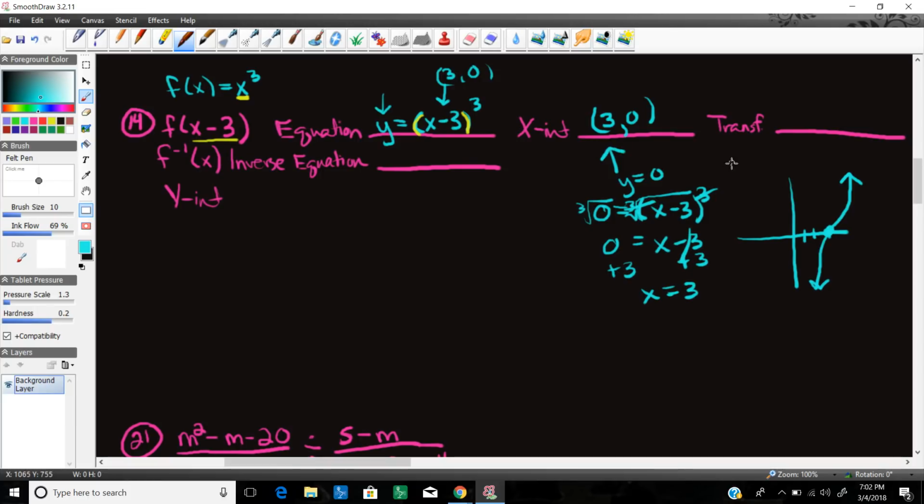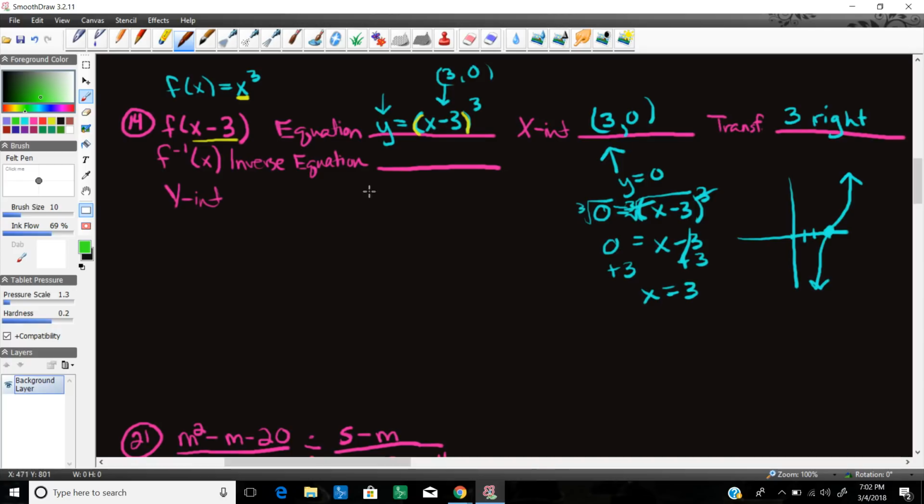So as far as transformations go, from the center, I went over 3 to the right. So I'm going to go ahead and write 3 right, the horizontal shift, okay? And that's it for that part. The second part is asking you for the inverse equation. So this one might require a little bit of work. You're going to do the whole switch x and y thing.